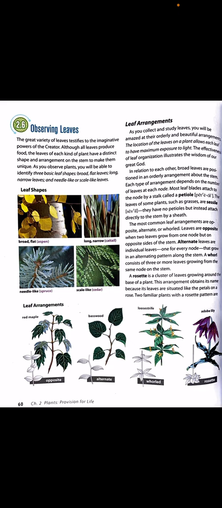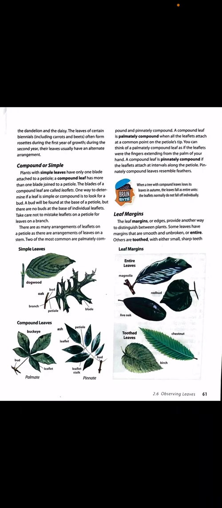A rosette is a cluster of leaves growing around the base of a plant. This arrangement obtains its name because its leaves are situated like the petals on a rose. 2 familiar plants with a rosette pattern are the dandelion and the daisy. The leaves of certain biennials, including carrots and beets, often form rosettes during the first year of growth. During the second year, their leaves usually have an alternate arrangement.